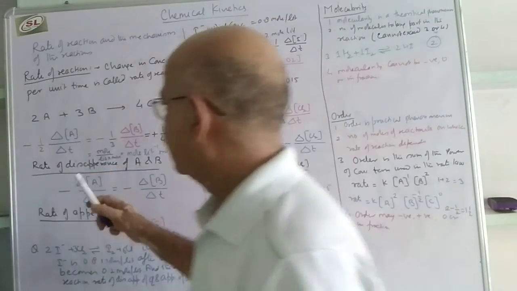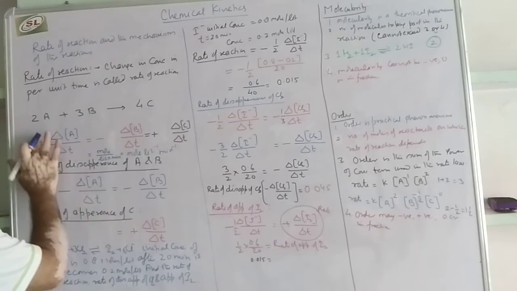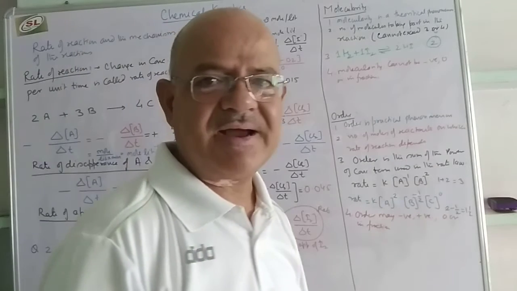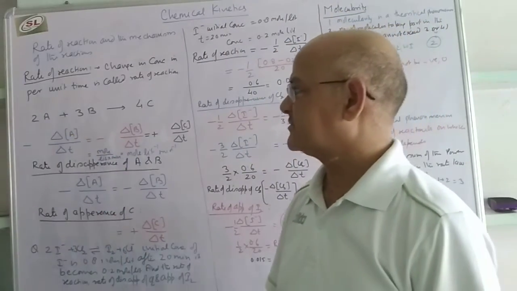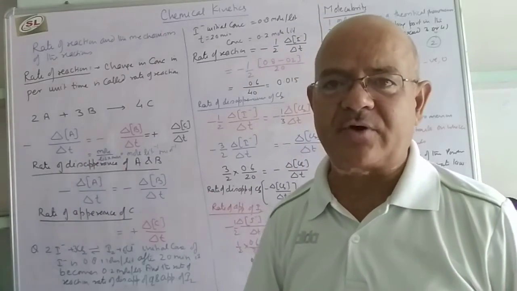First of all, we will write the total change in concentration. The change in concentration of A can be written as delta A by delta T. Although here we have taken 2 moles, the total change will be minus delta A by delta T. The minus sign denotes that the concentration of A is regularly decreasing, while the plus sign we will use when the concentration of the product increases.